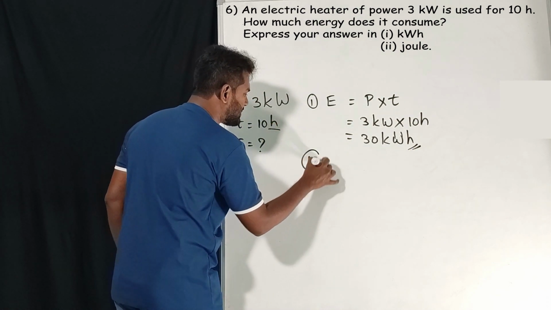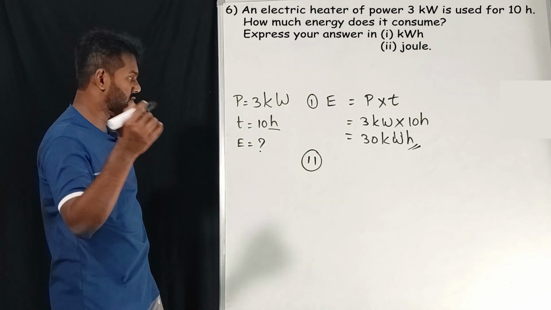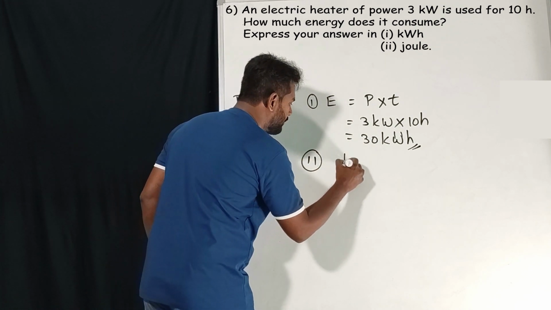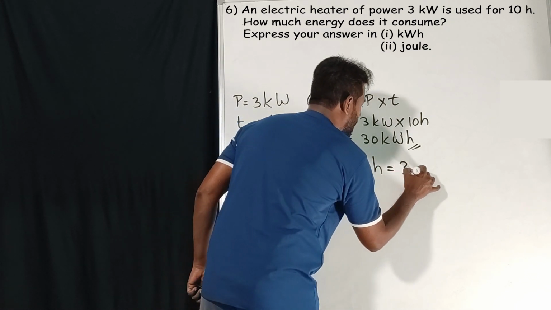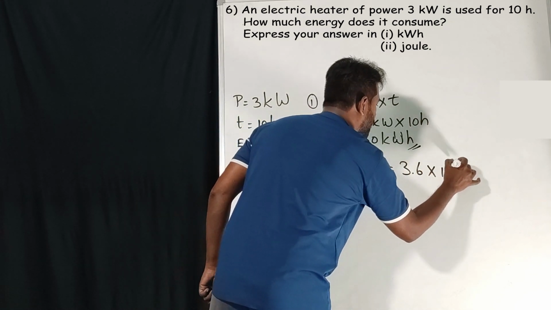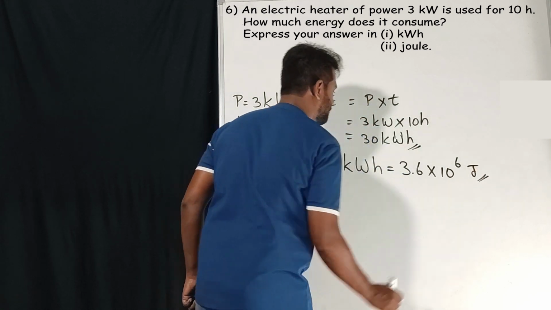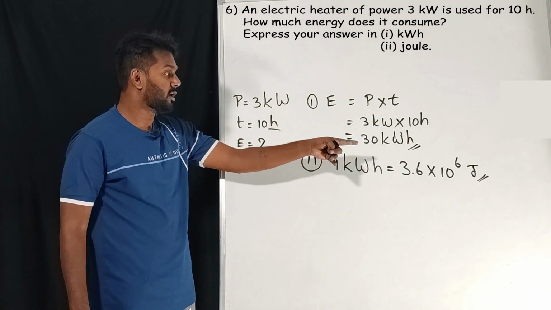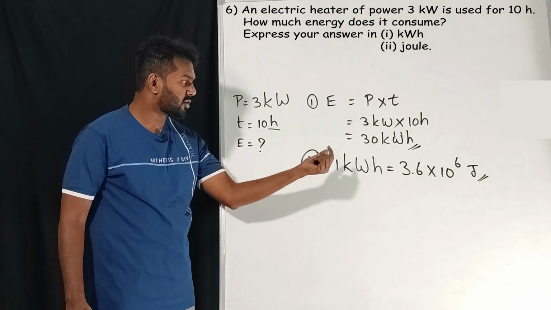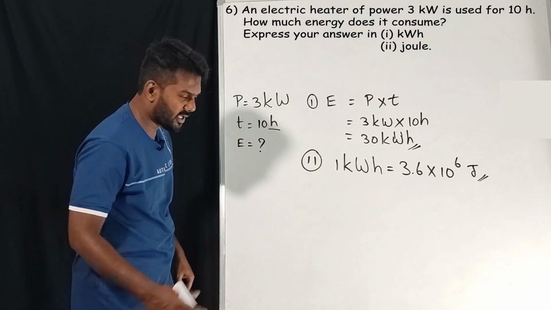Now they are asking for the same answer in terms of joules. So 1 kilowatt hour is equal to 3.6 into 10 power 6 joules. This is the conversion we require to find the answer in terms of joules. 1 kilowatt hour is equal to 3.6 into 10 power 6 joules, correct?